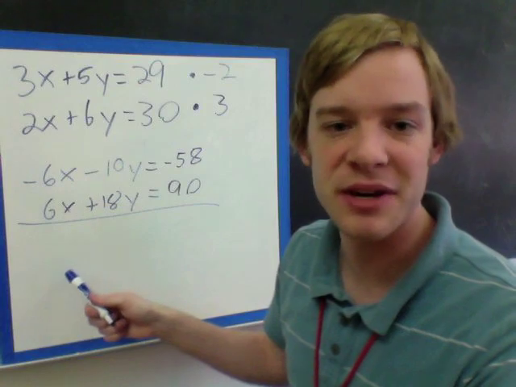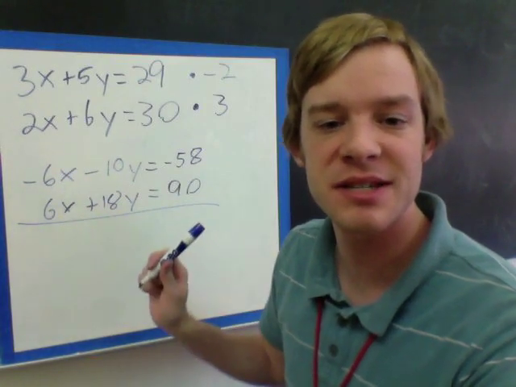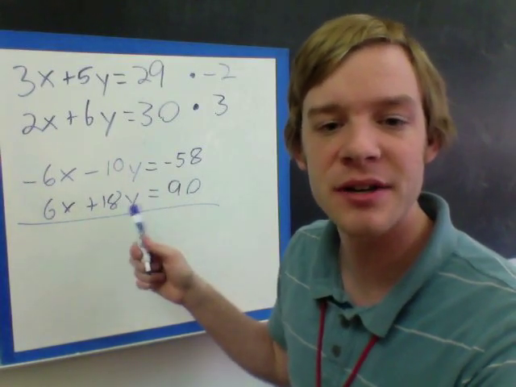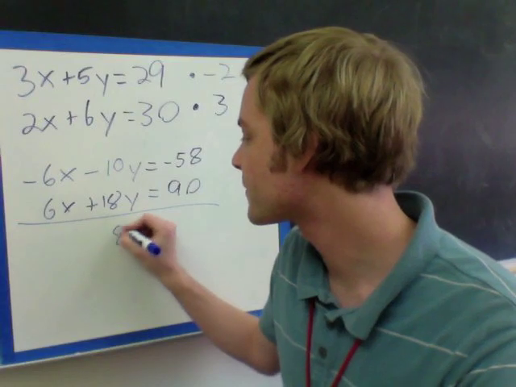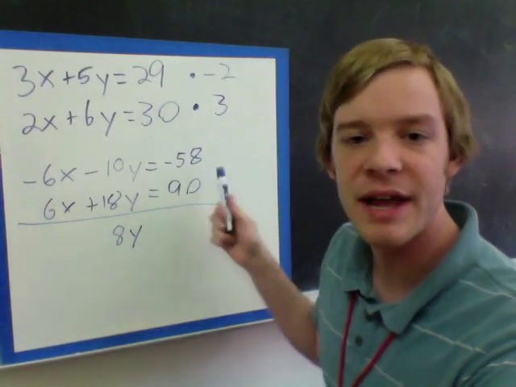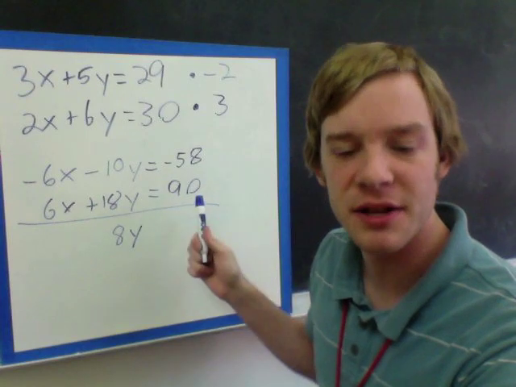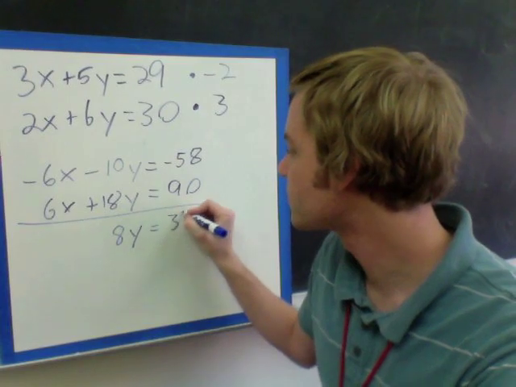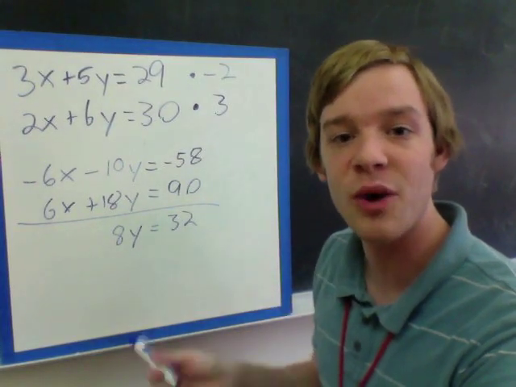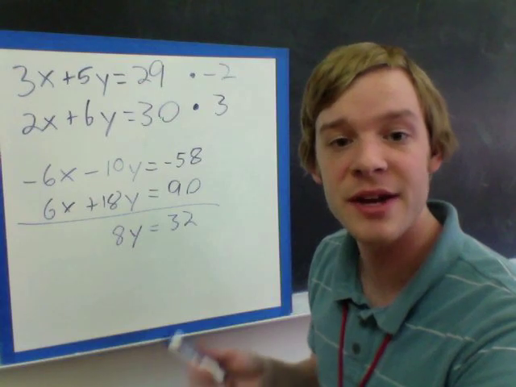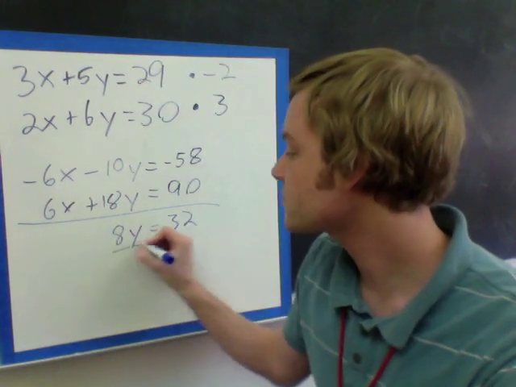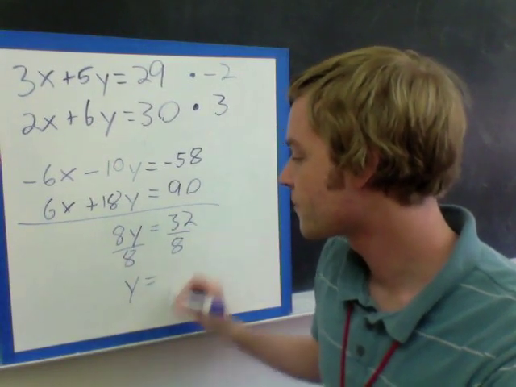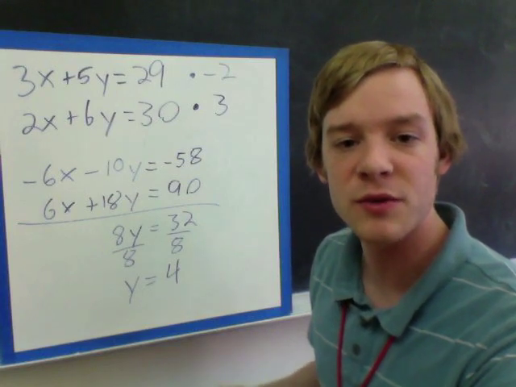I'm just going to add straight down. Negative 6x plus 6x, those cancel out and go away. That's what we want. Negative 10y plus 18y, that'll give me 8y. And then lastly, negative 58 plus 90. This should give me 32. So now I have 8y equals 32, and I can just solve this for y by dividing by 8 on both sides. And this will give me y equals 4.